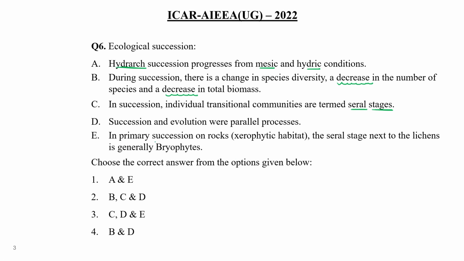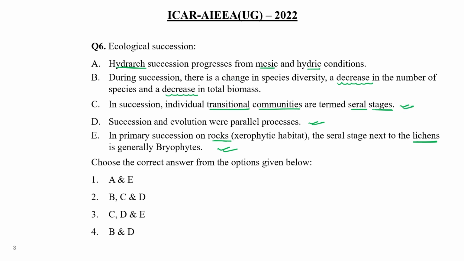Okay. So in primary succession, let's discuss the question. On rocks, the serial stage next to lichen is bryophyte. Is this one correct or wrong? This one is the correct statement because lichen is the pioneer. This is the one which starts growing on the bare rock. After lichen, bryophyte generally takes the position. Okay. Succession and evolution are parallel processes. Yes, these are parallel processes. Slowly, succession and evolution occur over hundreds to thousands of years. In succession, individual transition communities are termed serial stages. Yes, transition communities are known as serial stages. This one again is a correct statement.